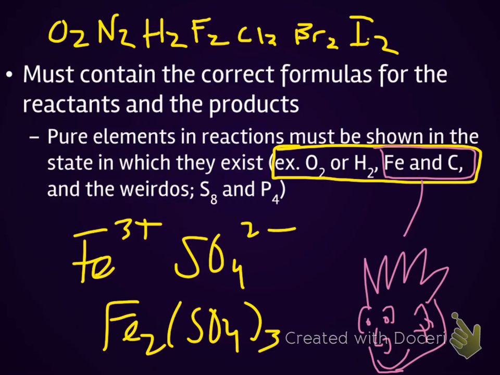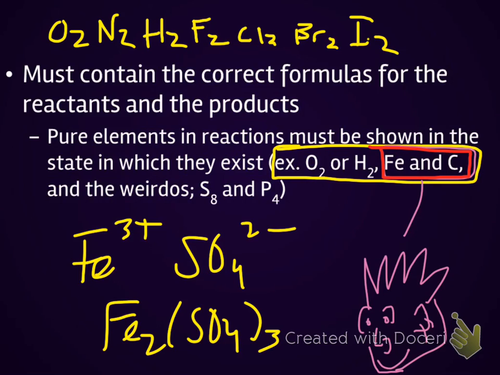But we see chunks of iron or copper or magnesium or zinc all the time. So those are important to remember because they always are by themselves. If you put down Fe2, again, your equation isn't going to balance and you're wrong.